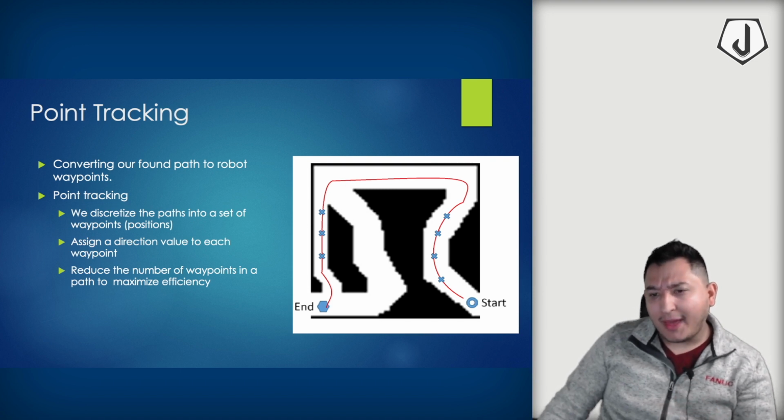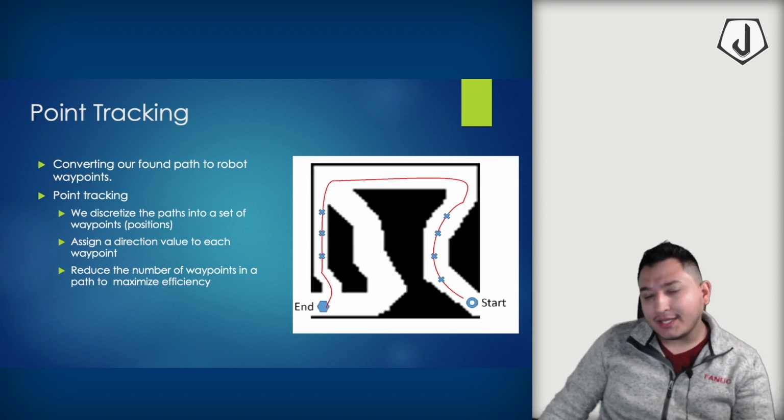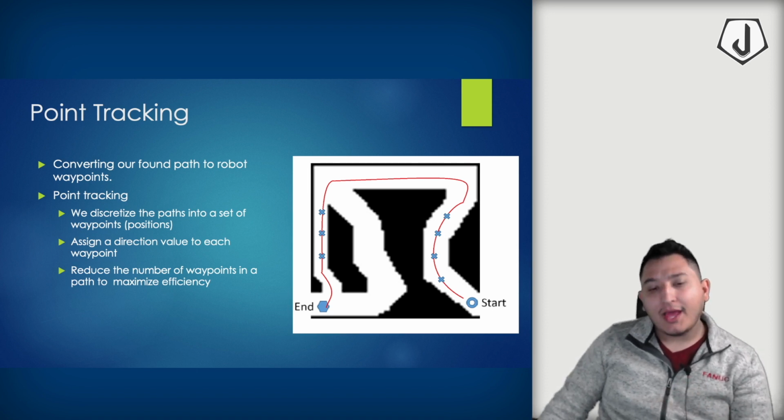Our goal of the path planner is to segment this path into a set of waypoints. Each waypoint is to be given a set of theta values that will identify the direction of travel for the robot. Lastly, we will reduce the amount of waypoints in this path as much as we can to maximize efficiency of travel. However, we don't want to reduce this number too much because it will affect the accuracy of travel.